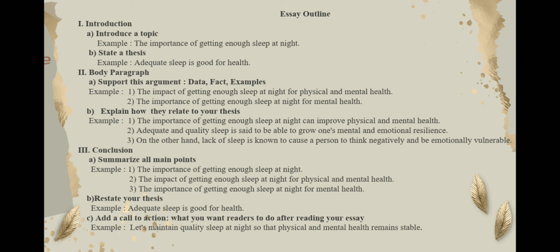3. Conclusion. A. Summarize all main points. For the example, number 1, the importance of getting enough sleep at night. Example number 2, the impact of getting enough sleep at night for physical and mental health. Number 3, the importance of getting enough sleep at night for mental health. B. Restate your thesis. For the example, thesis: adequate sleep is good for health.